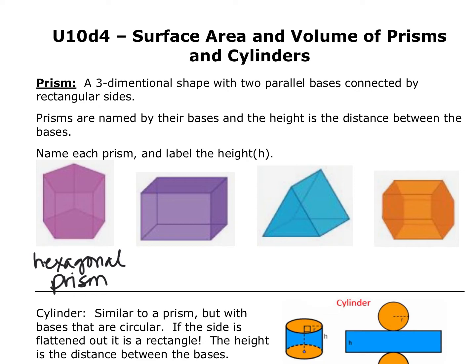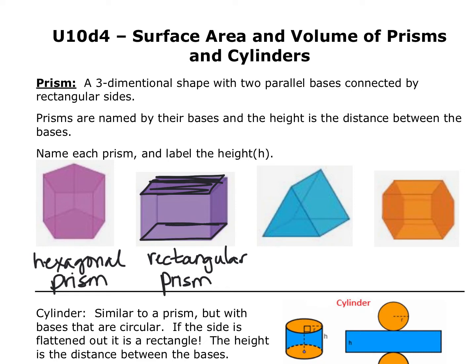This one has a rectangular base, and so we're going to call it a rectangular prism. If this is my base here, these are my congruent bases, then this distance right here is my height. And again, this is the distance. This is our height. Here we have our triangles, so we have a triangular prism.